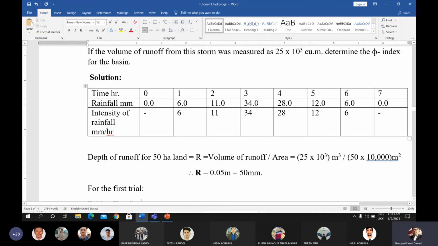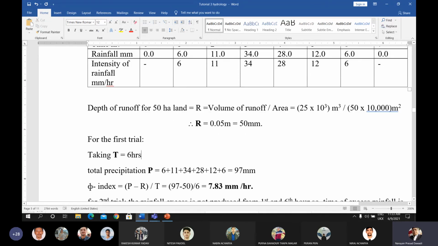Now look at this question. The intensity of rainfall is 6 mm per hour and the phi index is 7.83 mm per hour. If the rate of rainfall is 6 mm per hour, the absorption capacity of the soil is 7.83 mm per hour. This 6 mm is totally soaked by the soil because the infiltration rate is higher than the intensity of rainfall. So this 6 mm does not produce runoff.